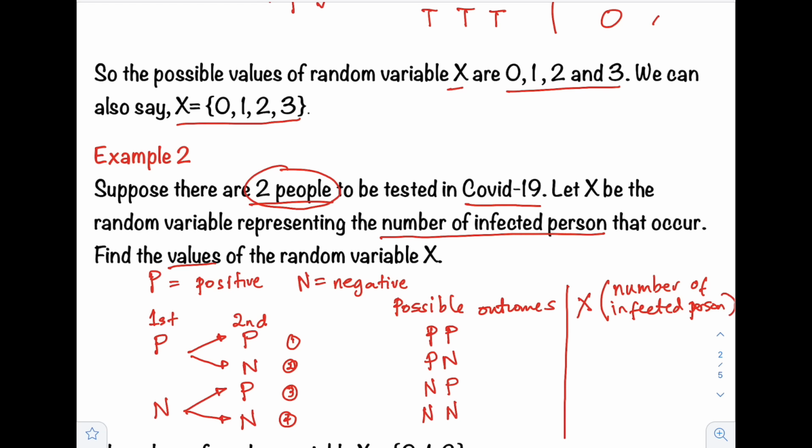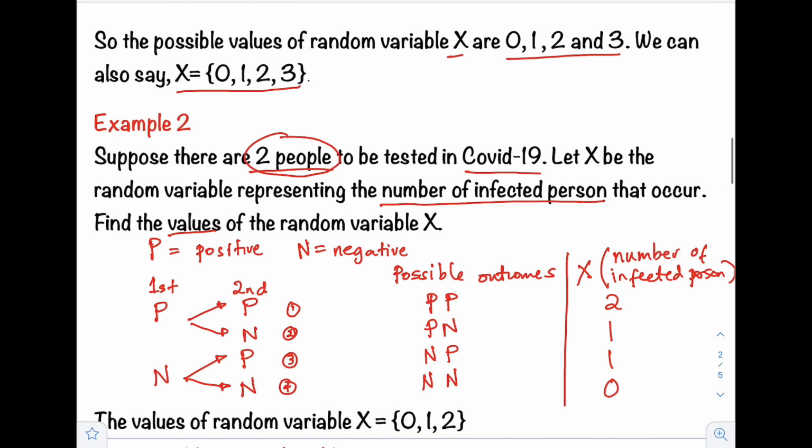So, dun sa ating first outcome, meron tayong dalawang positive. Sa ating second outcome, meron tayong isang positive. Sa third outcome, we have one positive. Then dun sa ating last possible outcome ay 0 yung nag-positive or yung infected. Okay? So, the values of the random variable natin is 0, 1, 2.